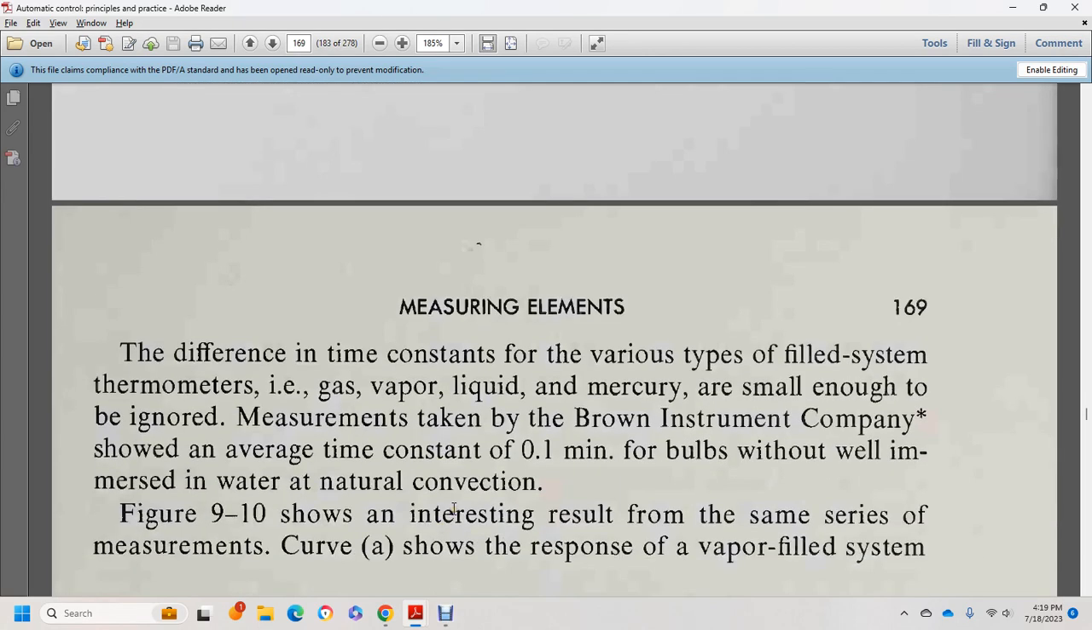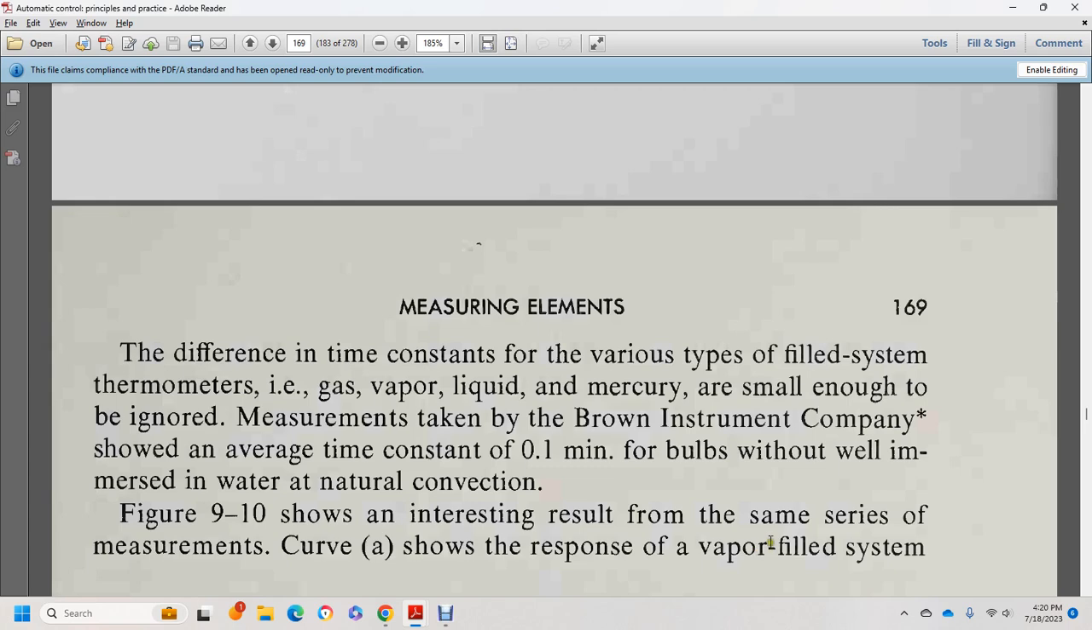The difference in the time constant for the various types of fills of the thermometer, gas, vapor, liquid, and mercury, is small enough to be ignored. Measurements taken by the Brown Instrument Company show an average time constant of 1/10 of a minute for bulbs immersed in water with natural convection. Figure 9-10 shows the interesting result of the same series of measurements.